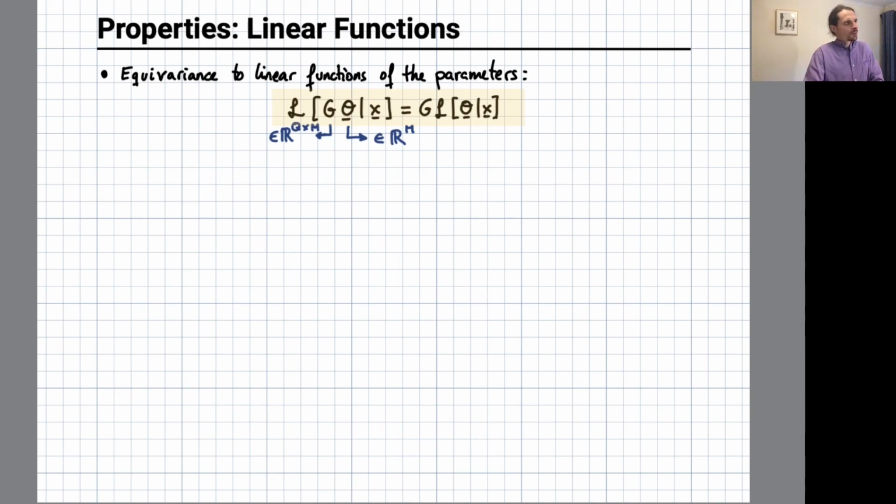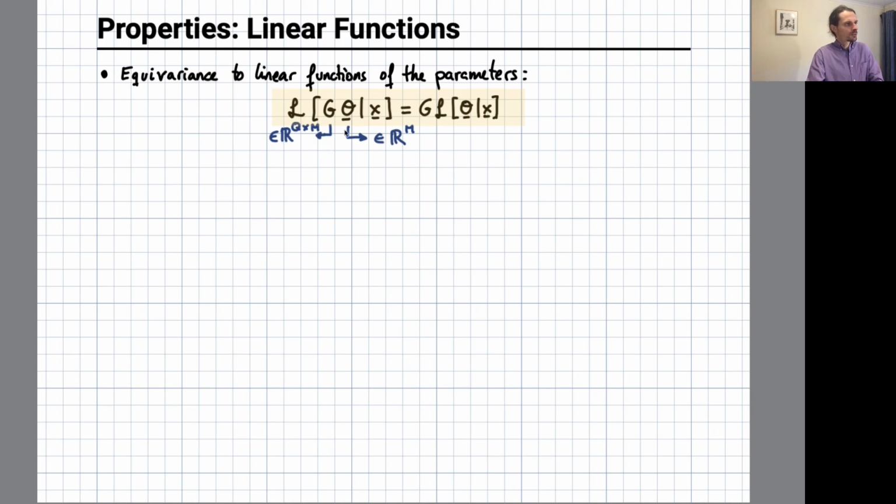We will now develop a calculus of LMMSE estimators, which will prove instrumental for deriving sequential LMMSE estimators in the next lecture, and eventually the Kalman filter. So let's start by this property that is called equivariance to linear functions of the parameters. So here this property states that the LMMSE estimator of a linear function of the parameters equals the linear function of the LMMSE estimator of the parameters.